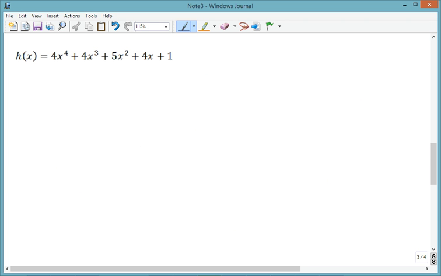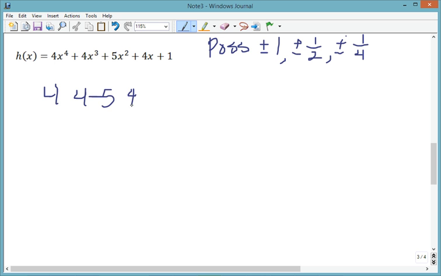Okay, let's look at this last one, see if we have enough time to do it. What are my possible zeros? So I have factors of 1, which is just 1, over the factors of 4. So I'd have plus or minus 1 over 1, plus or minus 1 over 2, and plus or minus 1 over 4. All right, well, we have to try 1 first.